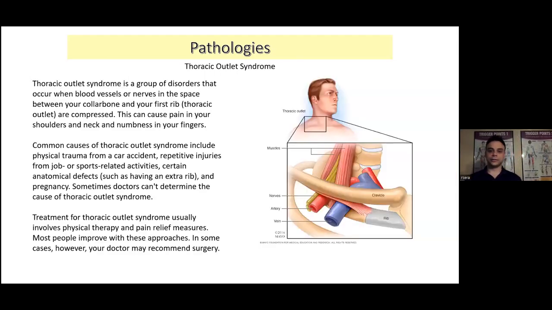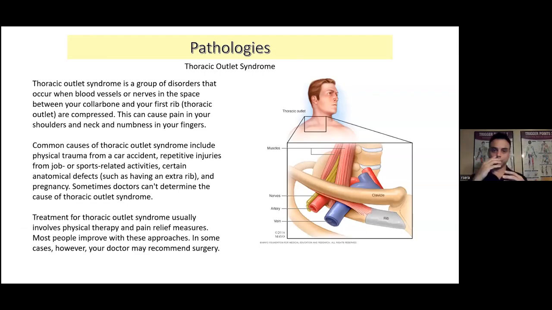Thoracic outlet syndrome. Oh, this is a big one. It's on all those tests. Anyone who's taken the final has seen this one for sure. So first off, what is the thoracic outlet? The thoracic outlet is the space between the collarbone and the first rib.